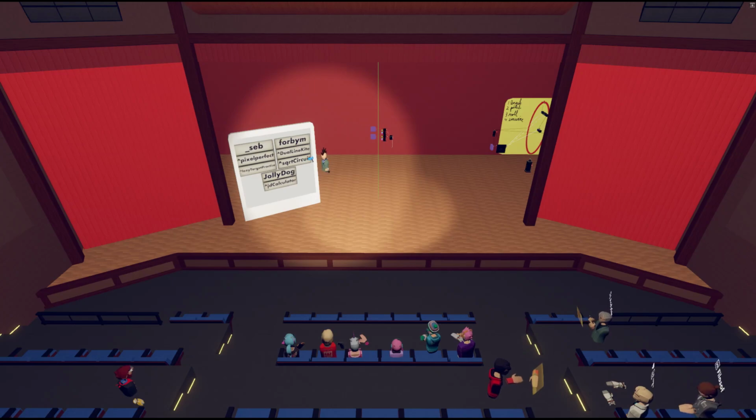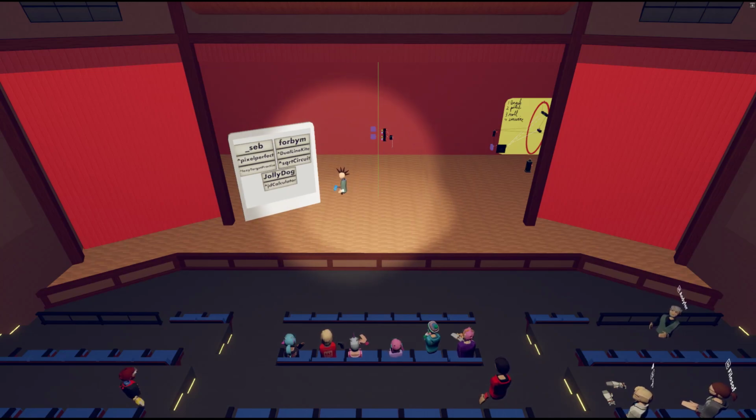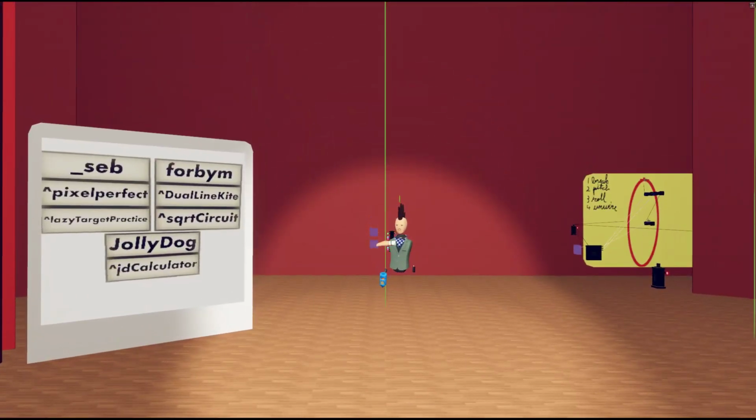Corbin did figure out how to make a square root circuit and also a power circuit. And I forget what Seb used for lazy target practice, but with a lot of Seb's rooms, you can view the circuits that he used. He usually has a separate subroom that you can look at. So if you want to have your mind blown or get really confused or both, have a look.